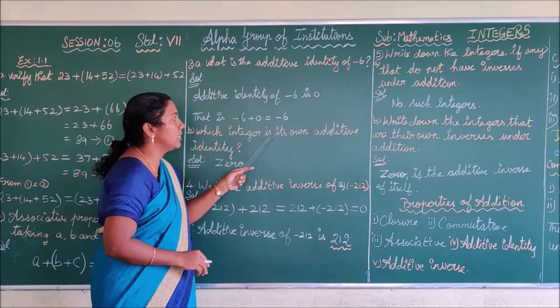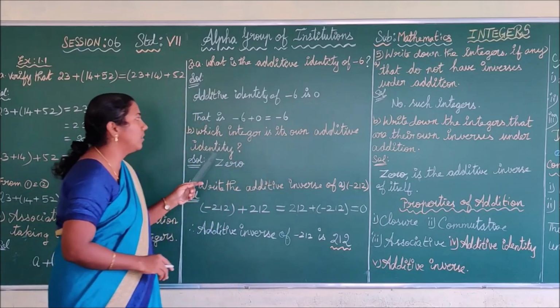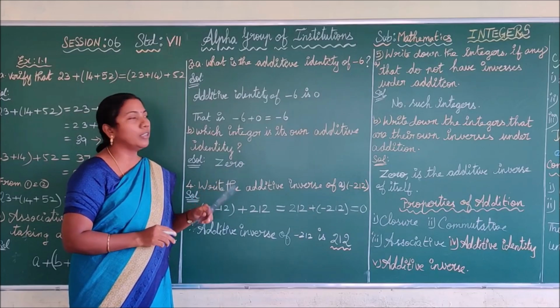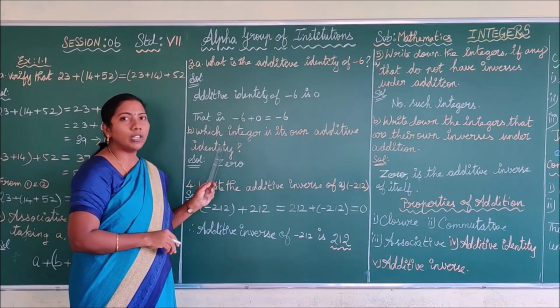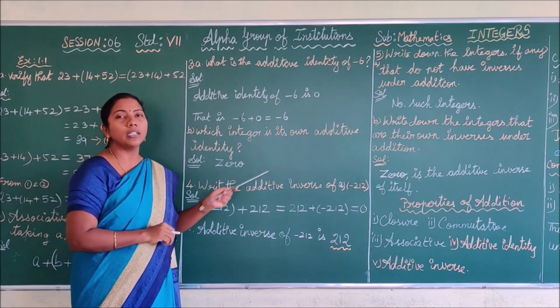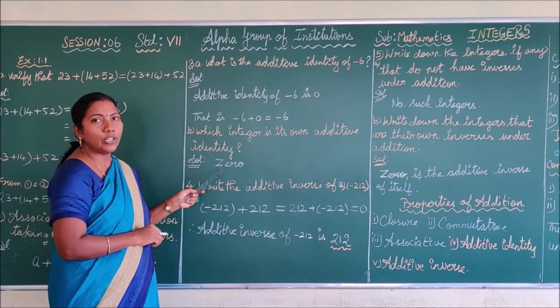Which integer is its own additive identity? What they are asking is, you have to find one integer which should be its own additive identity. What is that number? Yes, 0 only. If you add 0 with 0, you get 0. So the answer is 0.